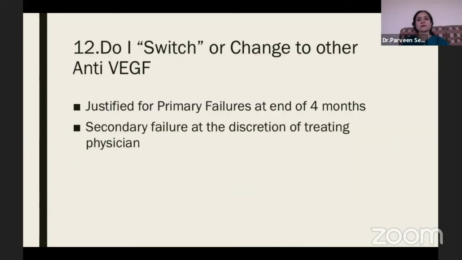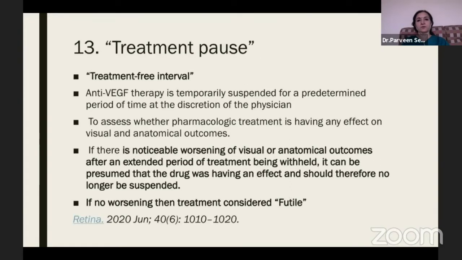So what happens if you have inadequate response at 4 months? Do I switch? Yes, at a primary failure at 4 months, you could consider switching or continuing with the same anti-VEGF after 6 months, after which again, you can take a call whether you need to switch the anti-VEGF or not. Another term which is usually used is the treatment pause.